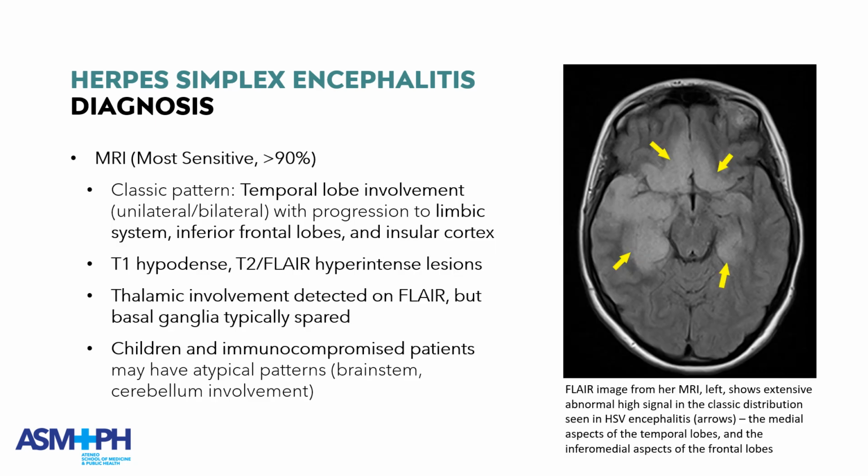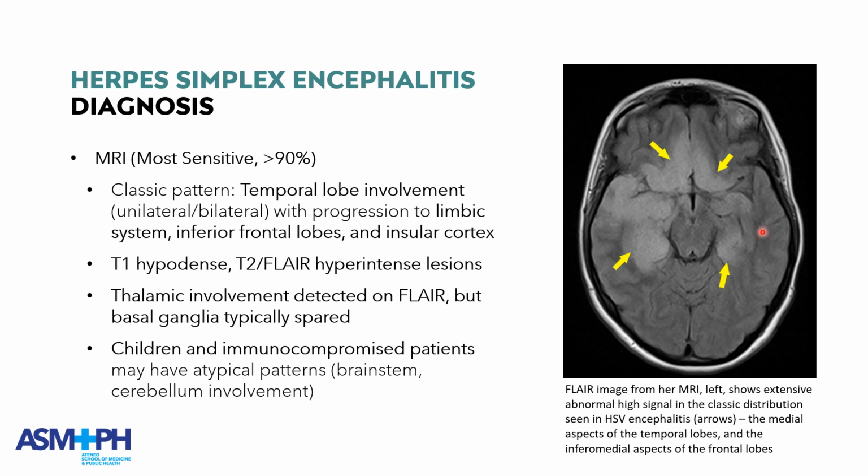MRI is most sensitive, with more than 90%. Classic pattern, you have your temporal lobe involvement, unilateral or bilateral, with progression to the limbic system, inferior frontal lobes, and insular cortex. T1 shows hypodense lesions, and T2 FLAIR shows up as hyperintense lesions. Thalamic involvement is detected on FLAIR, but the basal ganglia are typically spared. Children and immunocompromised patients may have atypical patterns involving the brainstem, cerebellum, and midbrain.